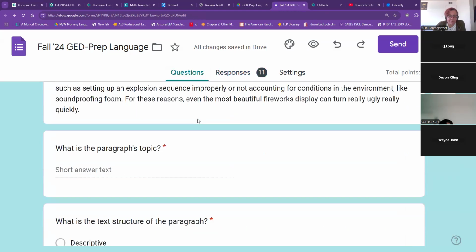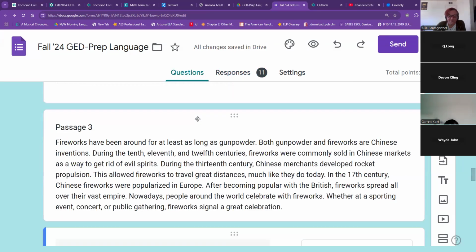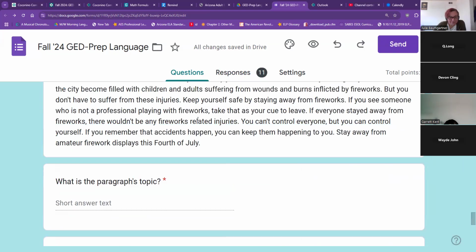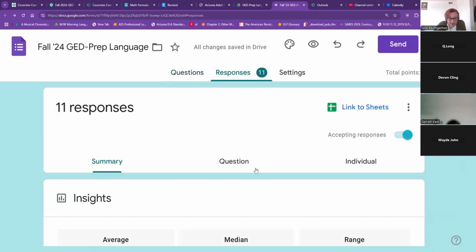Transition signals, right, for time order. So anytime you see during the 13th century, in the 17th century, so anytime you would have mentioned any of the centuries. We also have terms like after. Nowadays is also a time order signal that puts us in the present. Okay, so let's see, how did you guys do?